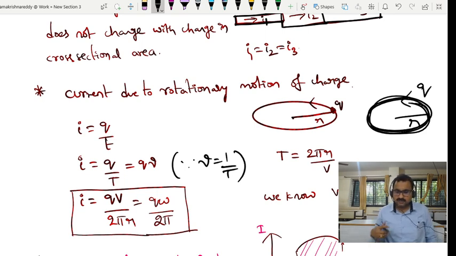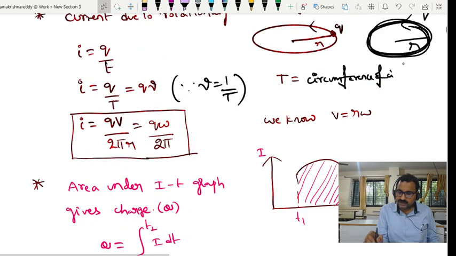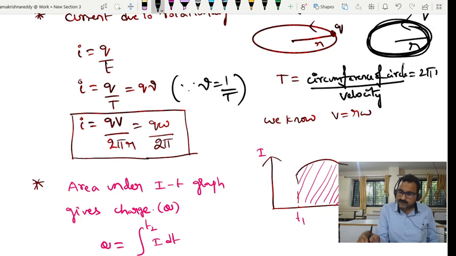Time period is equal to the circumference of the circle divided by the velocity. What is the meaning of this? Here I will write: circumference of the orbit or circle divided by velocity only. That is 2 pi r divided by v.